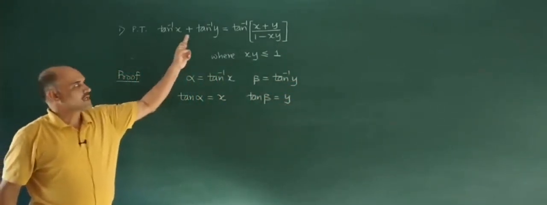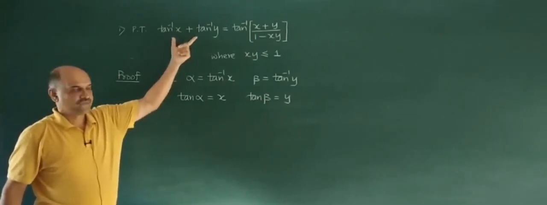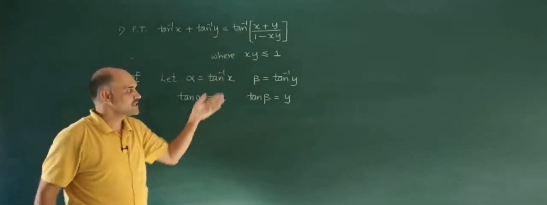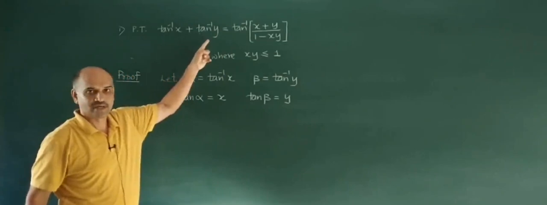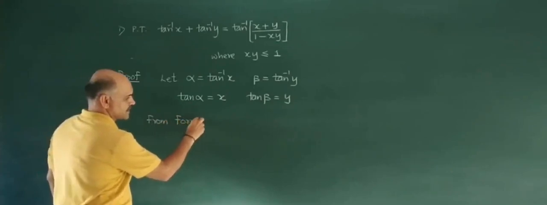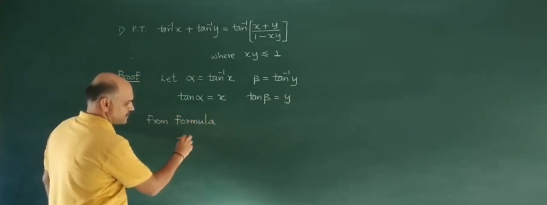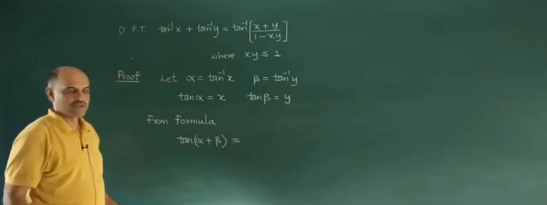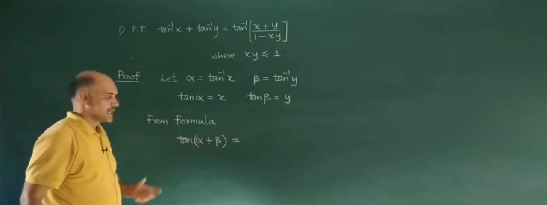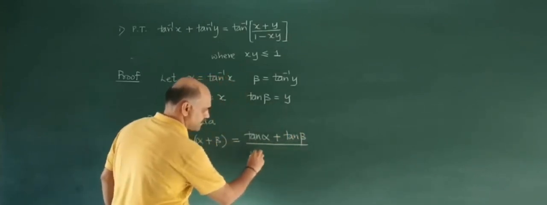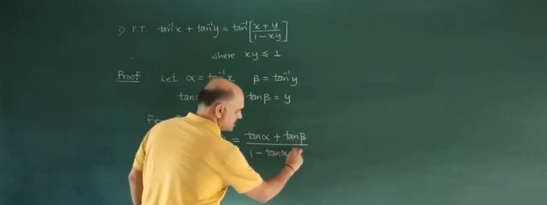Now here, this will be alpha, this will be beta, so alpha plus beta. Which formula I should apply depends on this term. So here tan inverse is there, so you are required to take tan of alpha plus beta. So from the formula, tan A plus B formula is tan A plus tan B divided by 1 minus tan A into tan B. So similarly here, tan alpha plus tan beta divided by 1 minus tan alpha into tan beta.